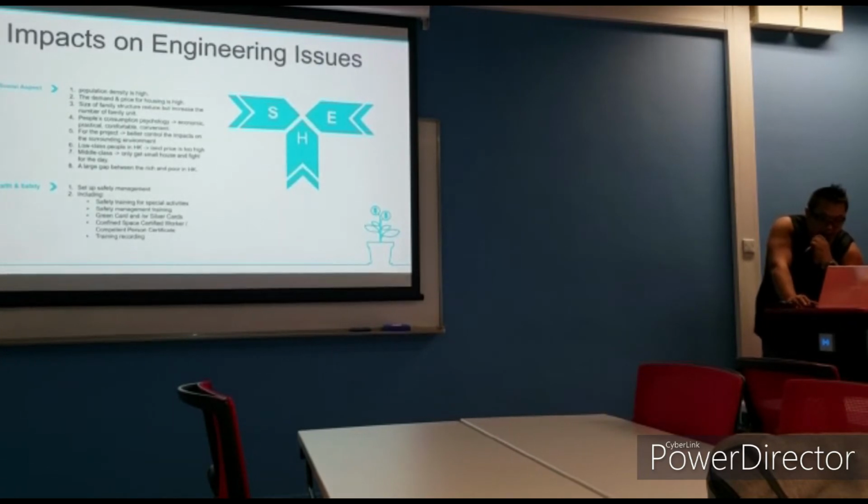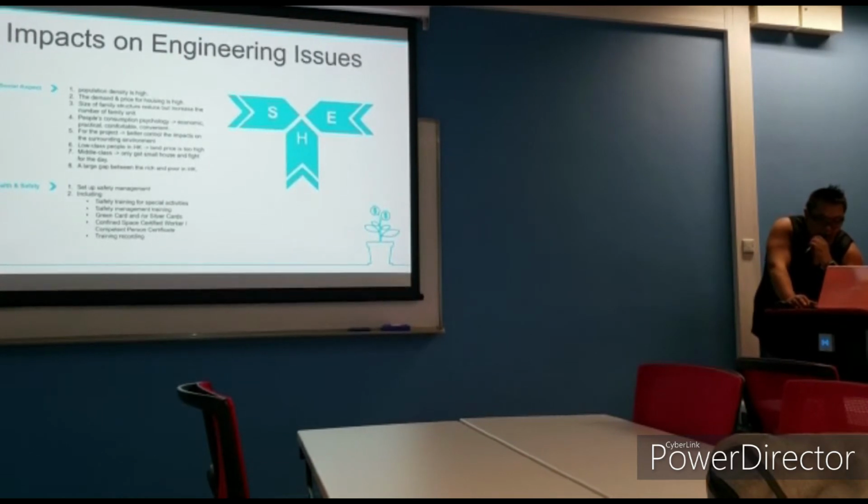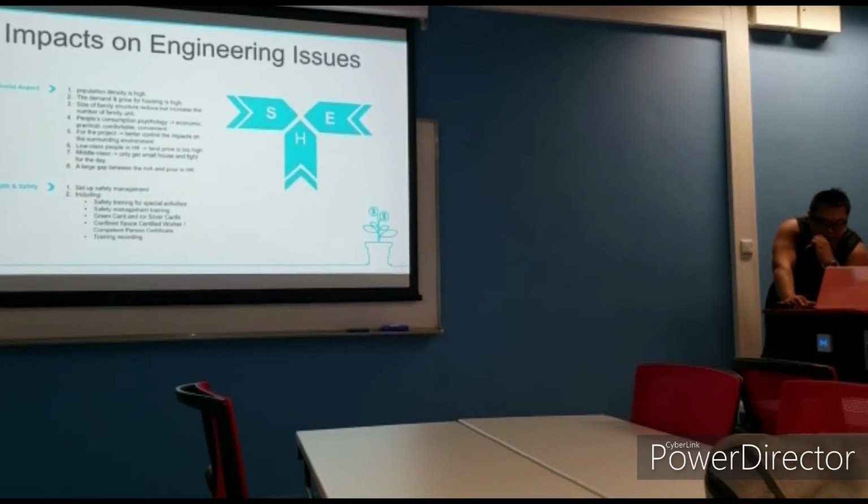For health and safety, the contractor should set up safety management, including safety training for special activities, safety management training, green card and silver card, confined space certified worker, and training records.